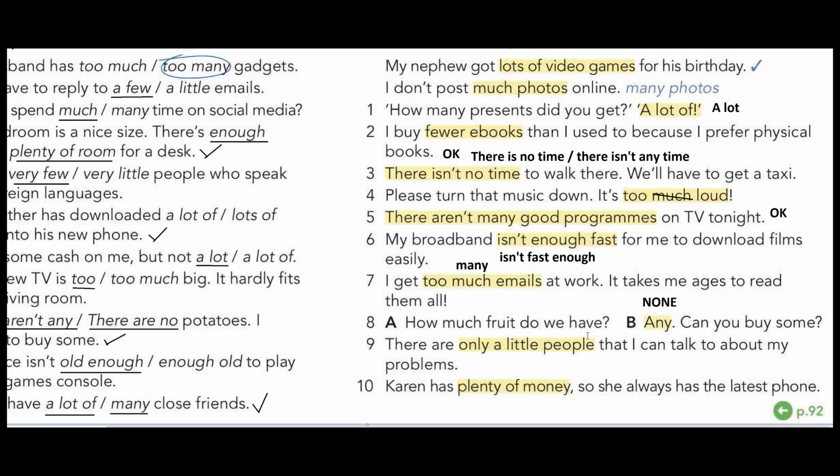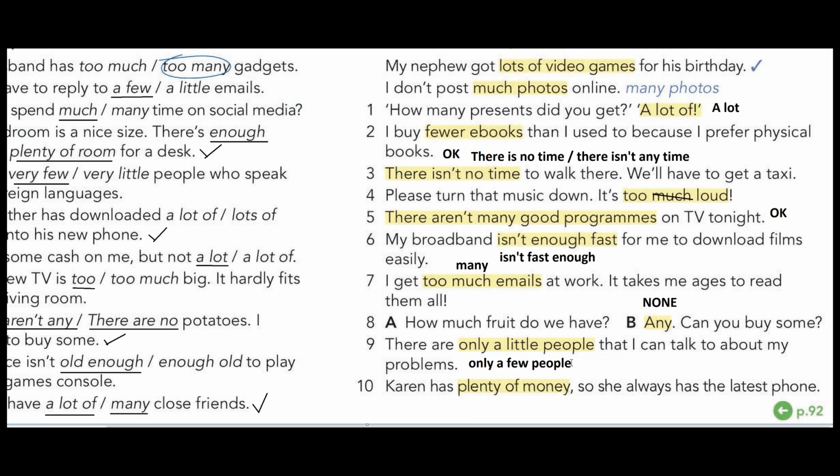Like, how much fruit do we have? None. Can you buy some? Or you can say, we don't have any fruit. There are only a little people that I can talk to about my problems. That sounds really strange. So there are only a few people, because people are countable.